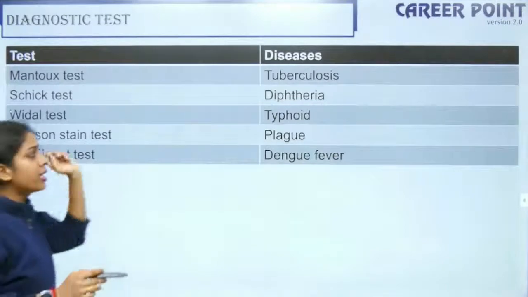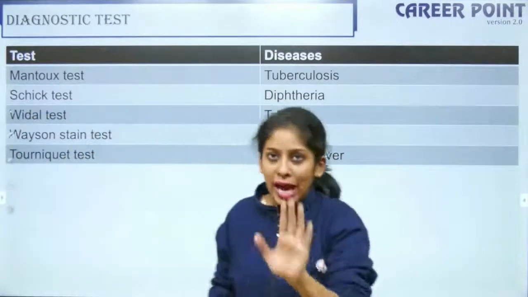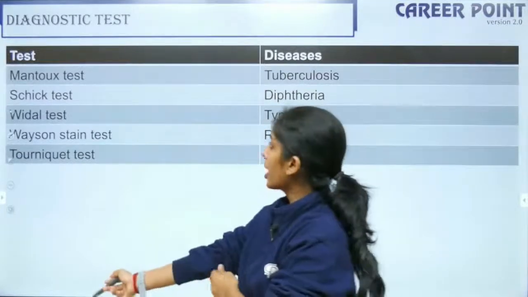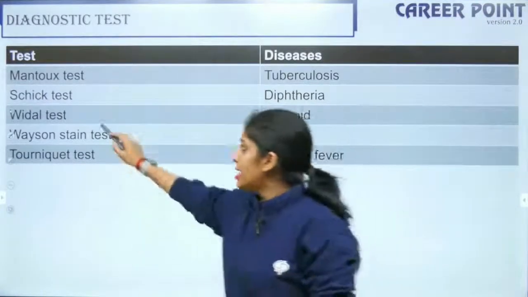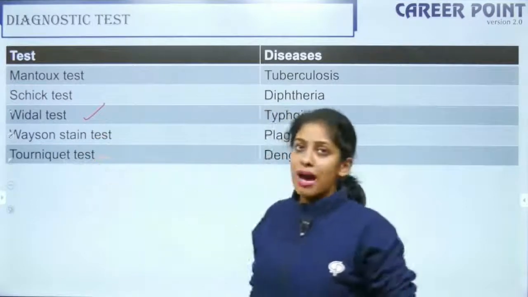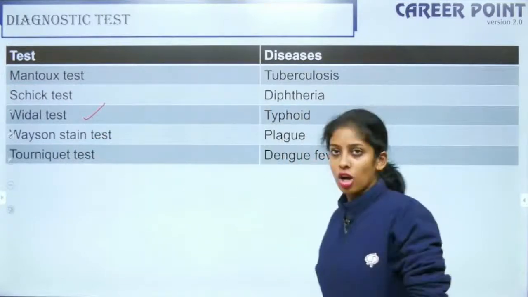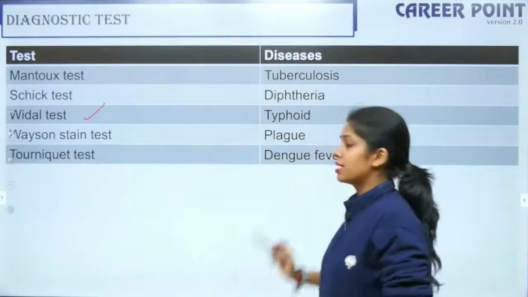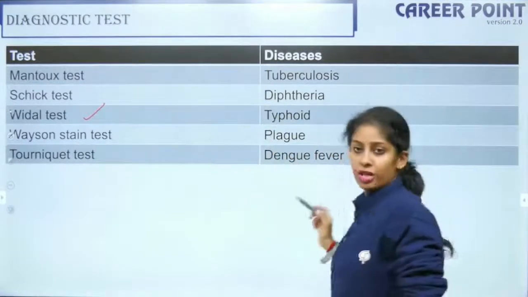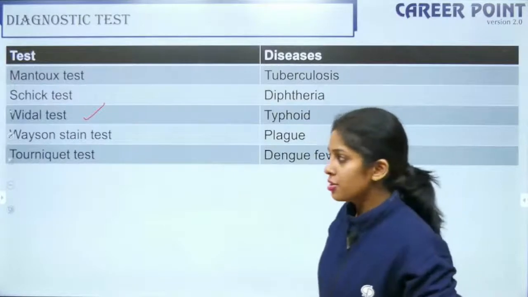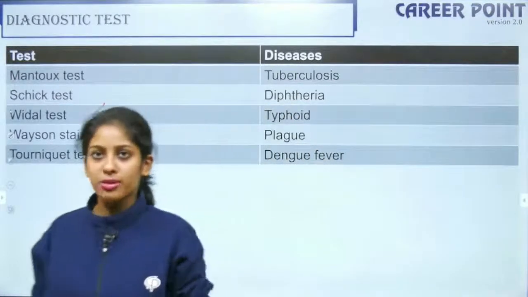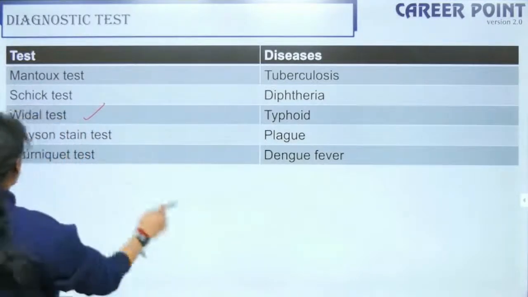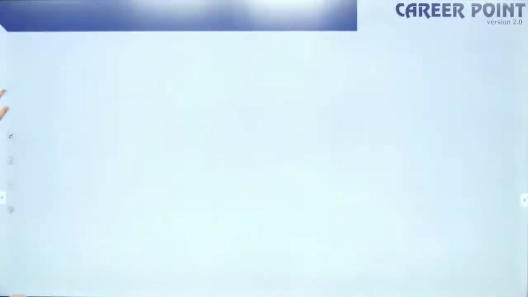But there are certain diagnostic tests which you can remember. It's not compulsory, but it's my duty to show it to you. Okay. So just like the Widal test is used for typhoid, you have the Mantoux test which is used for tuberculosis, Schick's test is used for diphtheria, Weissenstein test is for plague, Tornick test is for dengue. So in the starting, when I said this session is for both CBSE as well as NEET students, this is the reason. So you have a bit of extra information as well. Others can note this as well.